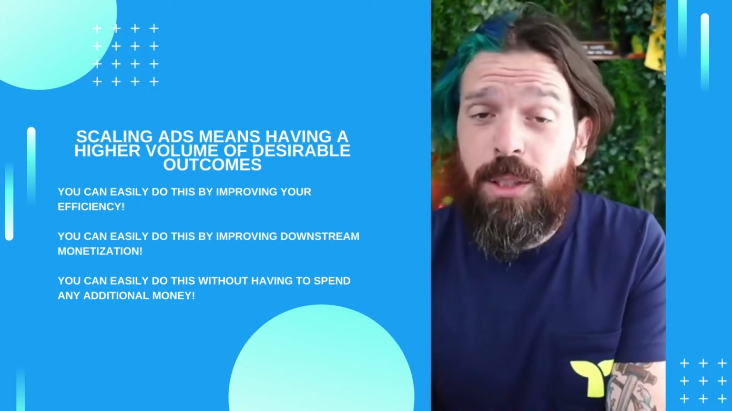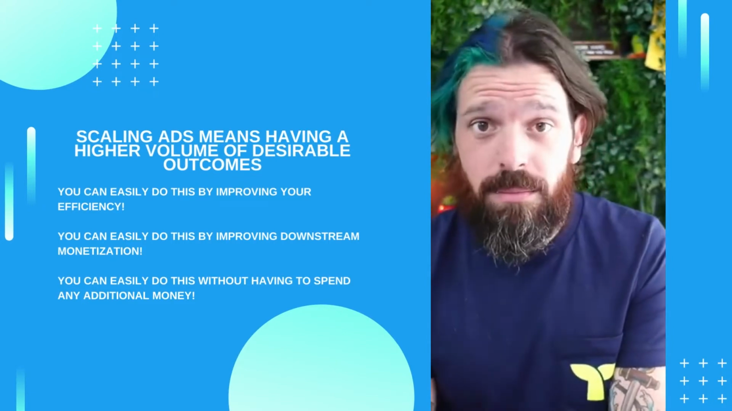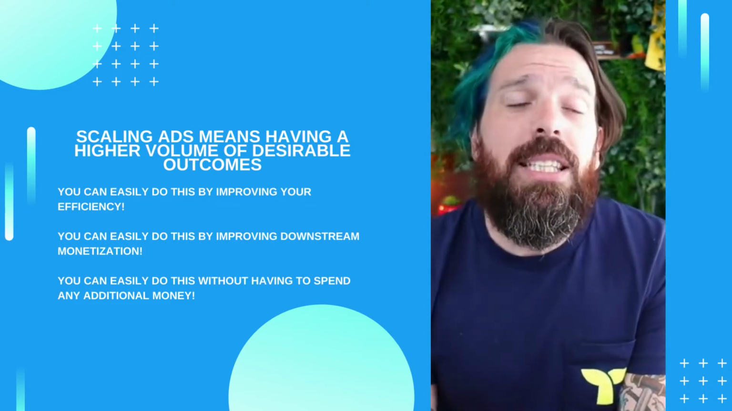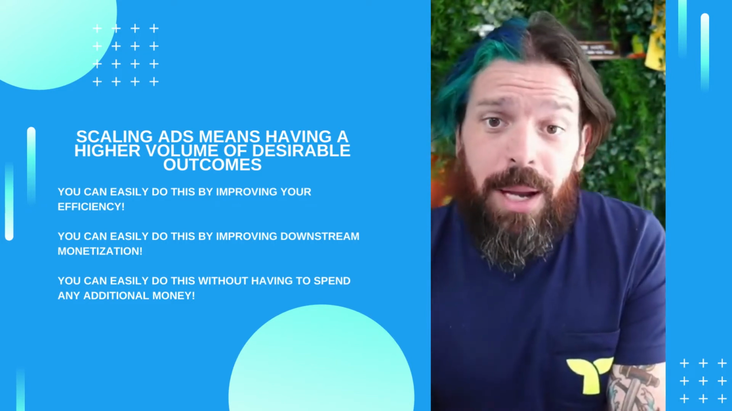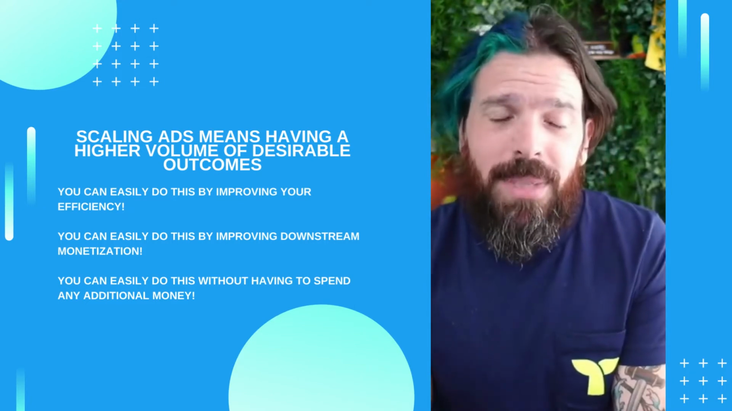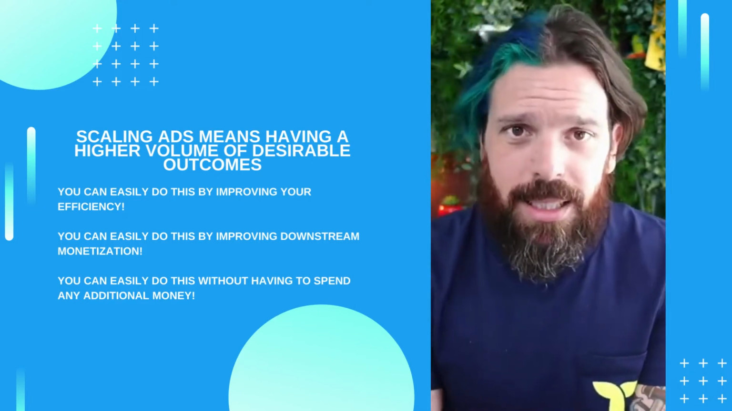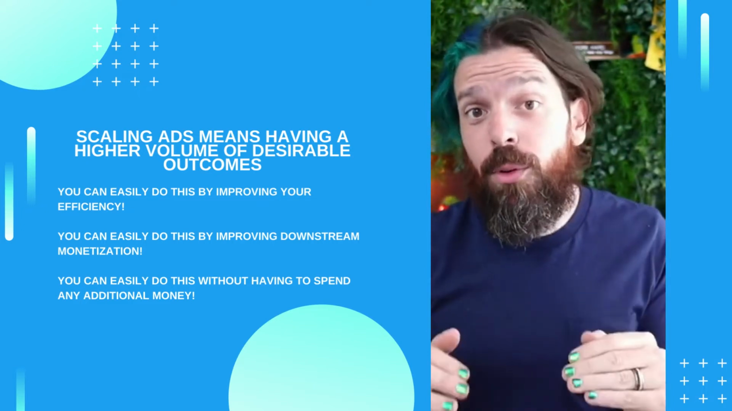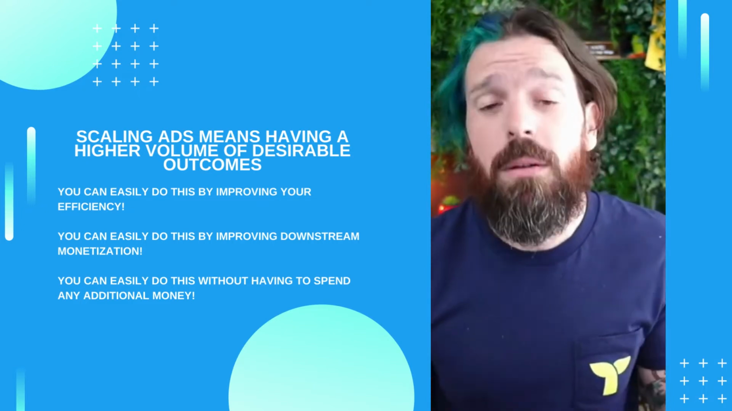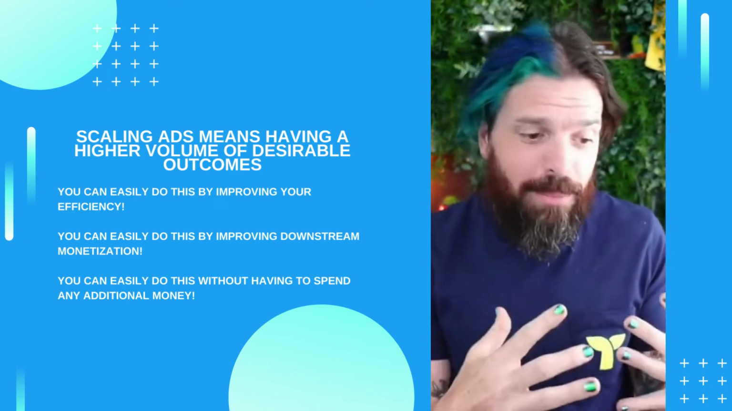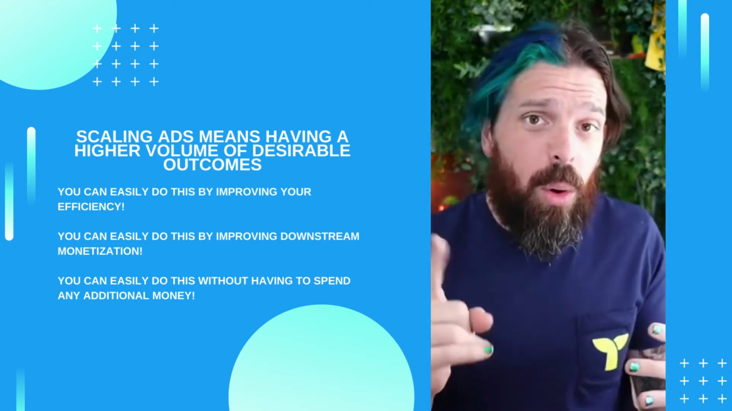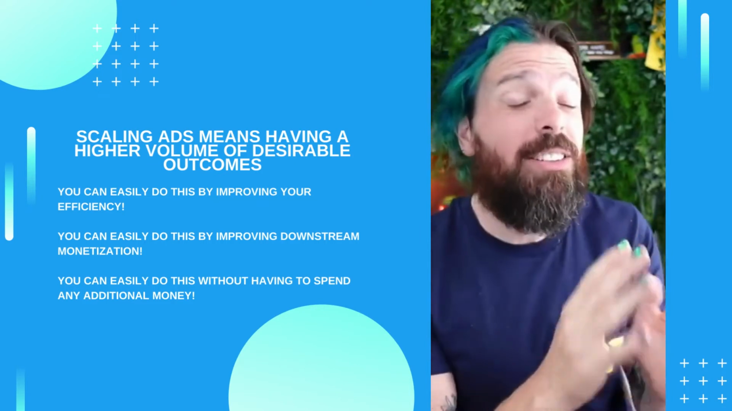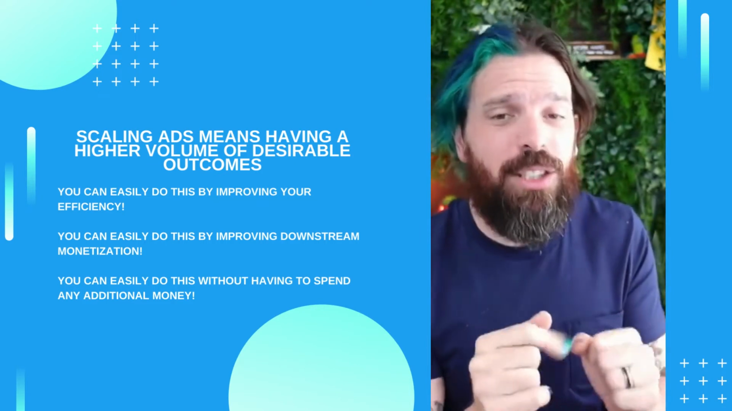You can easily do this by improving your efficiency, lower CPA. You can easily do this by improving your downstream monetization. Get those customers to buy a second time. Improve the LTV, which is ultimately improving your advertiser score. And we're improving our efficiency by either reducing the budget or improving the estimated action rate. And we're going to handle how you can do all of that without ever having to touch the budget at all in just a minute.